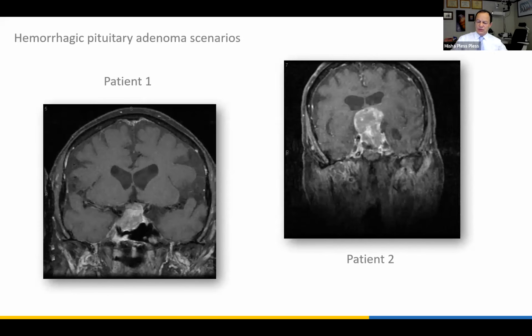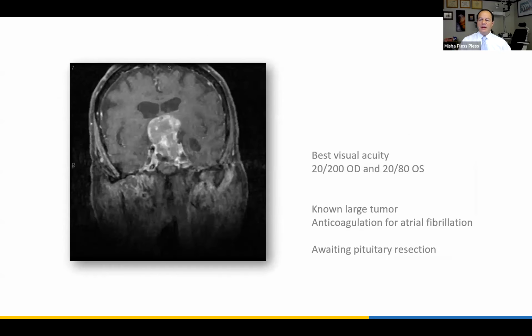The next two cases, two dramatic cases, demonstrate two very different visual outcomes. Two patients that experienced hemorrhagic pituitary adenoma scenarios. Patient 1 on the left side, patient 2 on the left side. Patient 1 and patient 2 had very different visual outcomes, and you're just not going to be able to guess what the visual outcomes are with these two patients. Now, you can see patient 2 first, the one with this very large pituitary tumor, has a visual acuity of 20/200 in the right eye and 20/80 in the left eye.